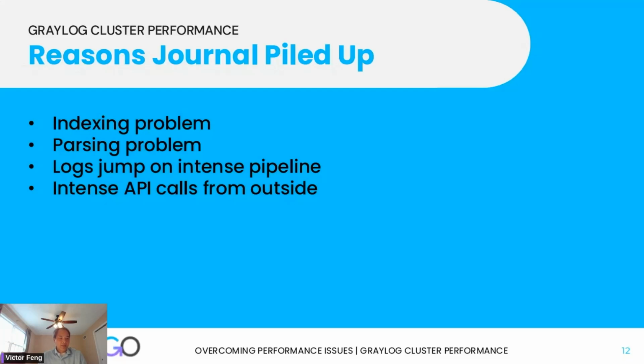The last reason is intense API calls from outside. You may have some applications that need some data from Graylog. They make API calls to your Graylog. Sometimes the API calls can get intense, because Graylog is not able to process logs, and so the journal queue gets piled up.